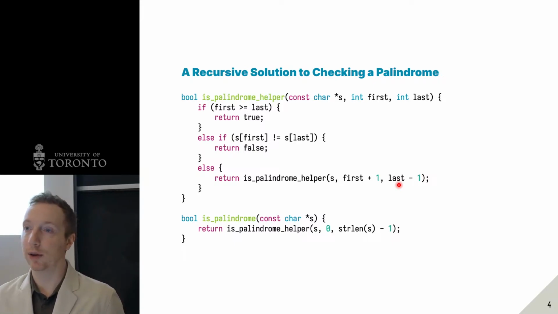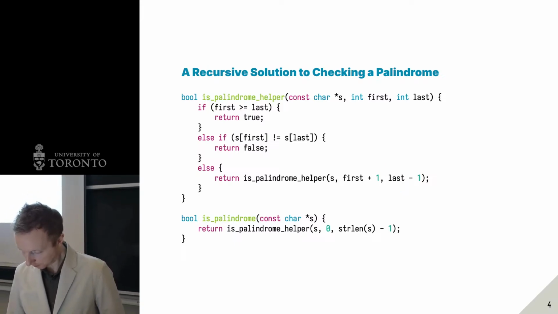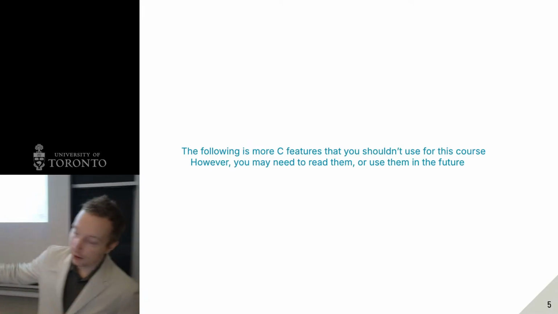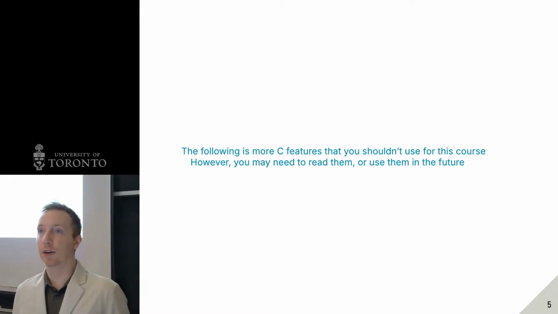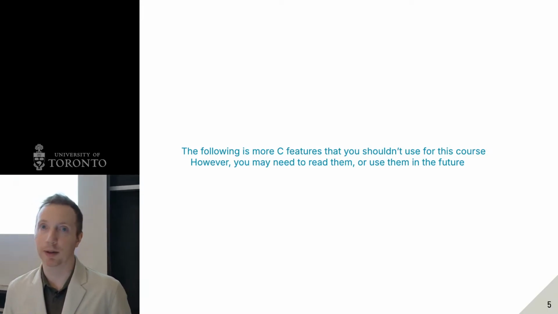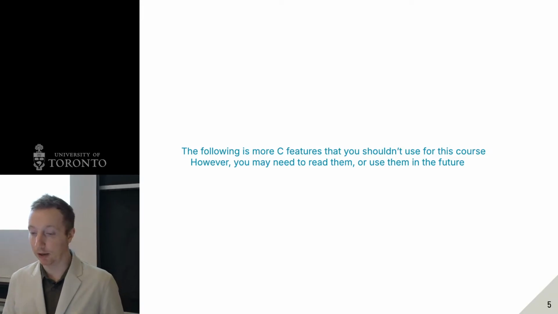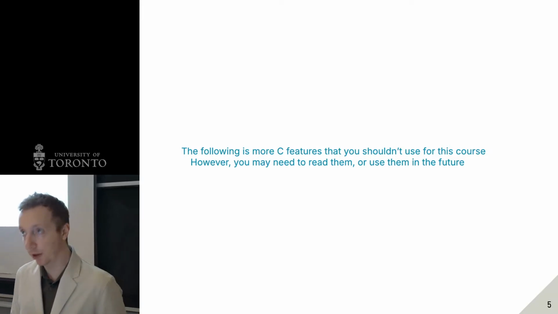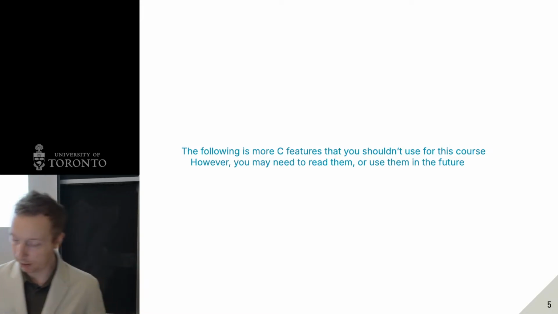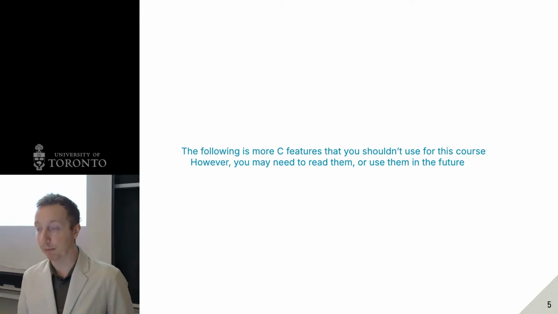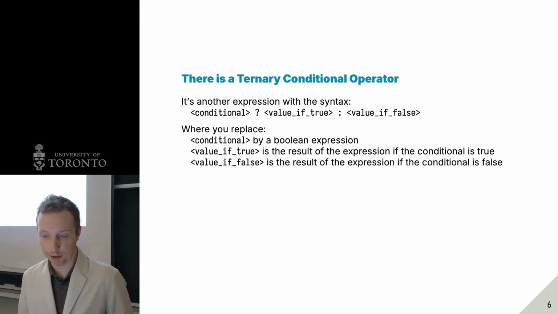All right, let's go off on a little tangent then. Following are C features that apparently you shouldn't use for this course. However, you're allowed to, and if I tell them to you in a lecture, technically you're allowed to. So you may need to read them at some point or use them in the future. You're allowed to use them in your lab if you think it will make it more readable. So I've already seen some people ask about them, so we'll go over a whole bunch of different features.